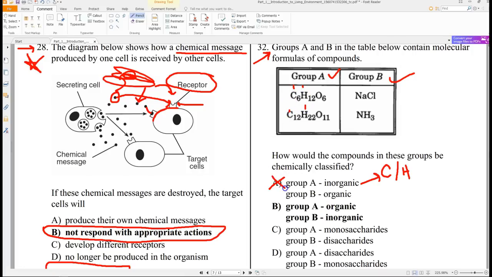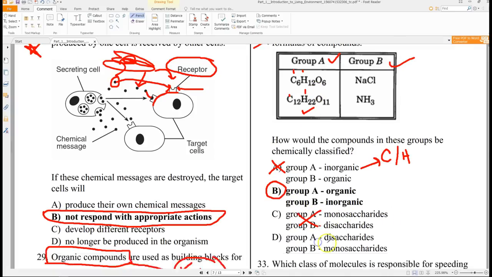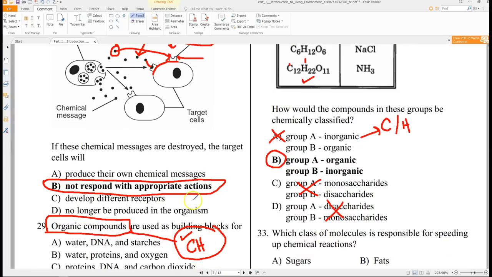So it's not choice A. B: Group A is organic? Yes. Group B is inorganic? Let's see. This does not have carbon, does not have hydrogen, so this is inorganic. This one does have hydrogen, but doesn't have carbon, so Group B is inorganic. So B is a contender. Group A is monosaccharide? Oh, this has nothing to do with it. So our best choice is choice B.